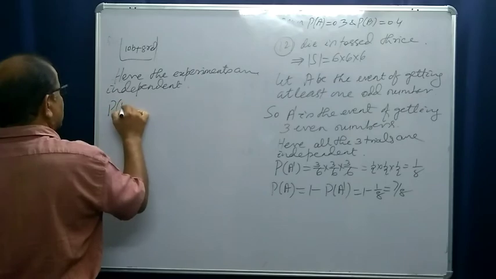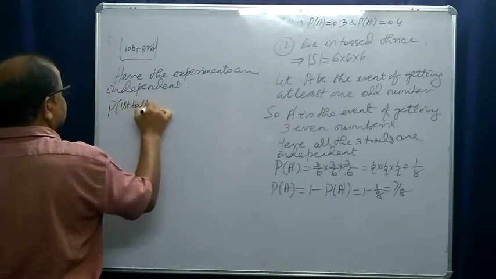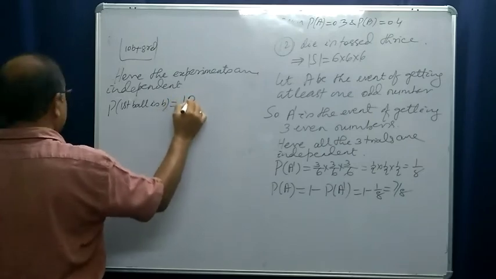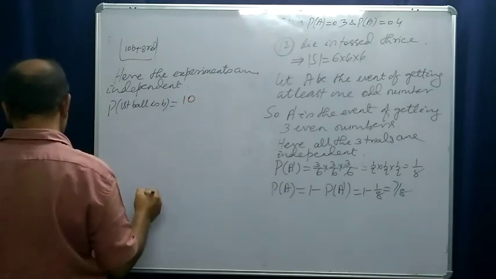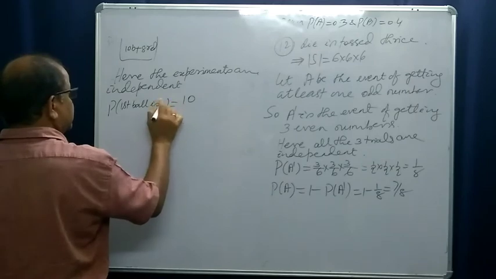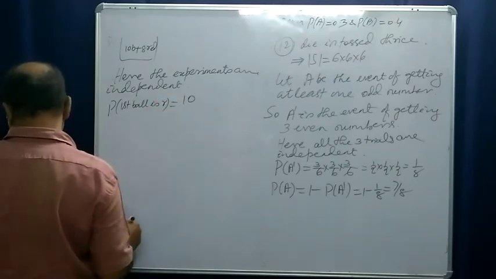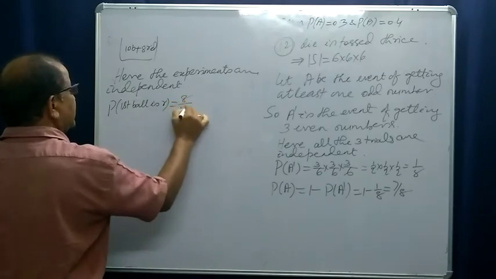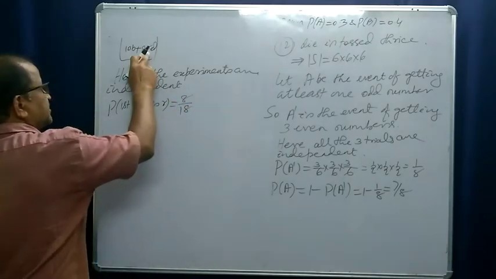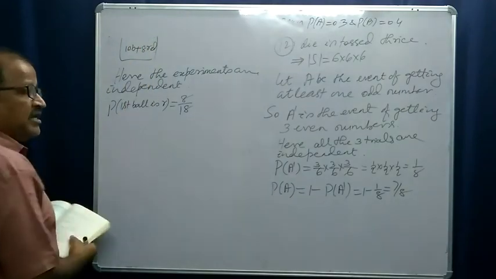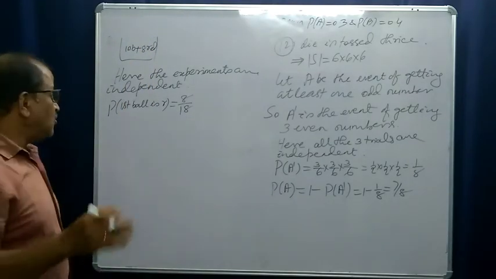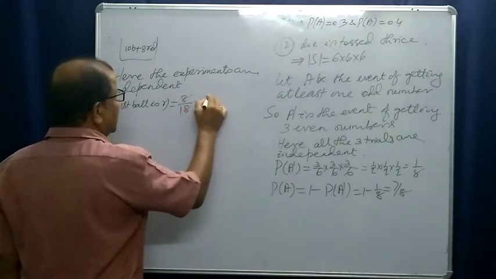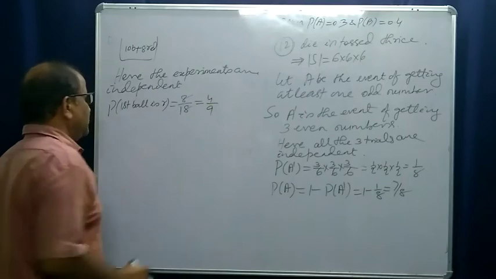Probability of the first ball is red, sorry, both the balls are red. The probability that the first ball is red is 8 by 18. 8 reds are there, and the total number of balls is 18. Out of 18, only 8 are favorable to us. So it is 8 by 18, that means 4 by 9.